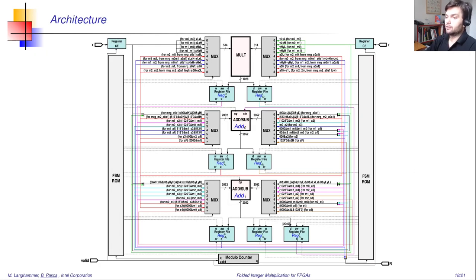The full architecture of the folded integer multiplier is shown here for one instance of a valid configuration. It is based on the three functional units already described and the storage elements associated with them. Multiplexer pairs are present on the inputs of the three functional units. Each matching set of multiplexer signals corresponds to one operation.